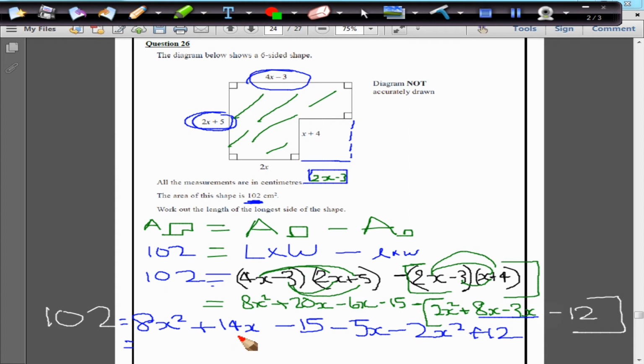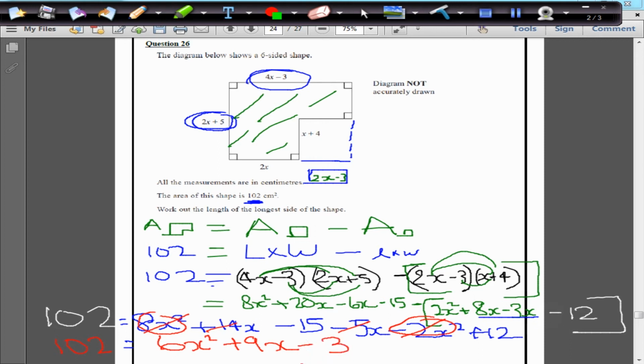Now, what do we have here? We have 8x squared here, and we have another minus 2x squared. So 8x squared minus 2x squared will give us plus 6x squared. Okay, we have plus 14x minus 5x, which will give us plus 9x. And then these ones have been dealt with. We have minus 15 plus 12 minus 3.